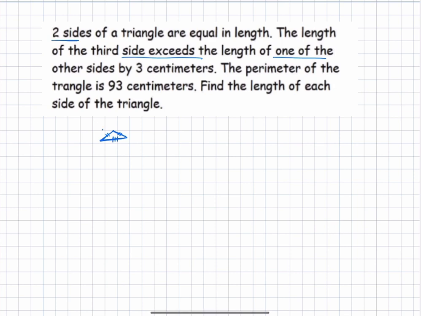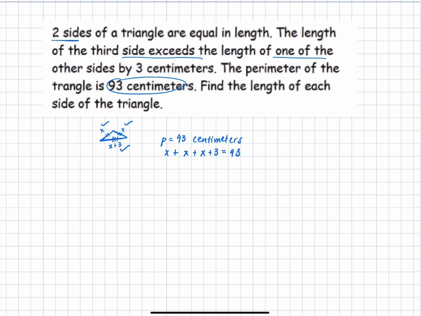So let's say x and x for each side because they're both the same. The third side would be x plus 3. And we know the perimeter of the triangle is 93 centimeters. So P equals 93 centimeters. Let's put this in equation form: x plus x plus x plus 3 equals 93.